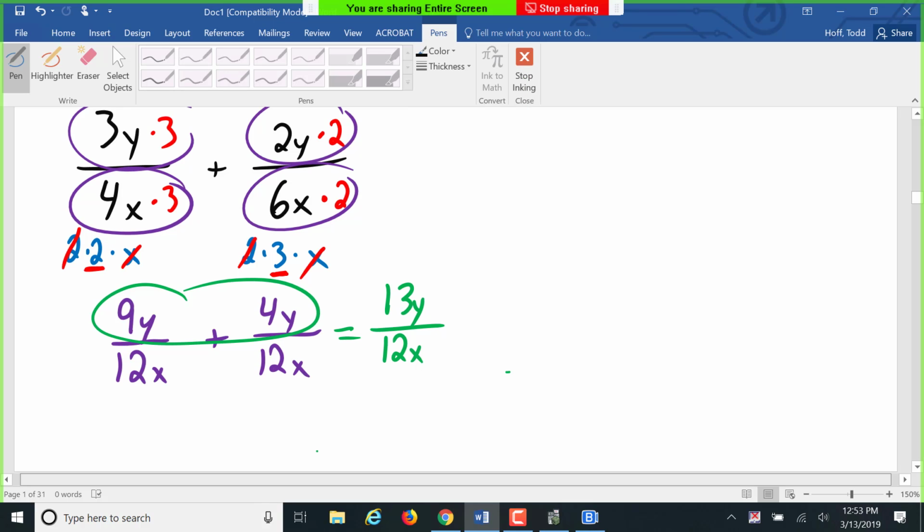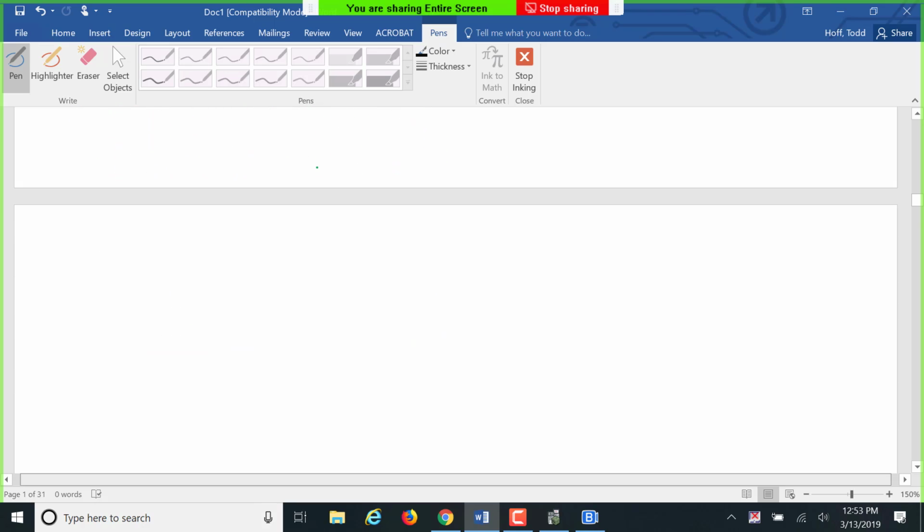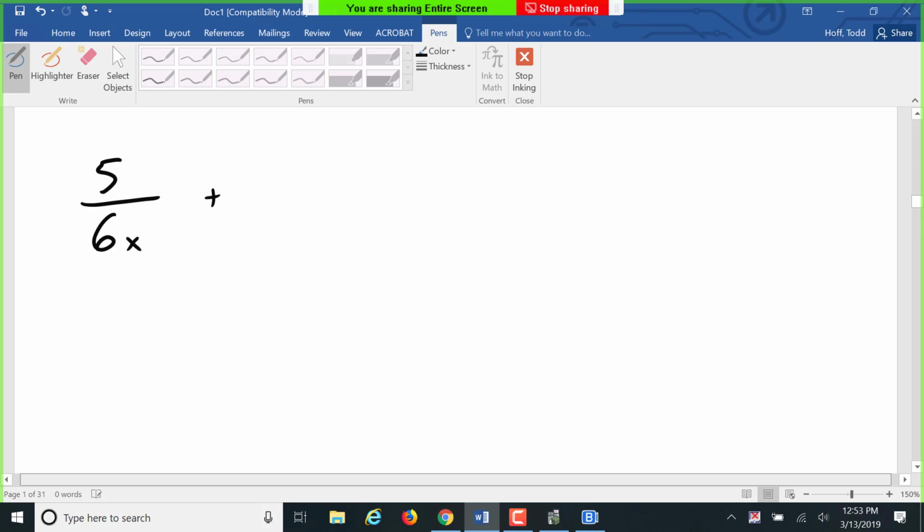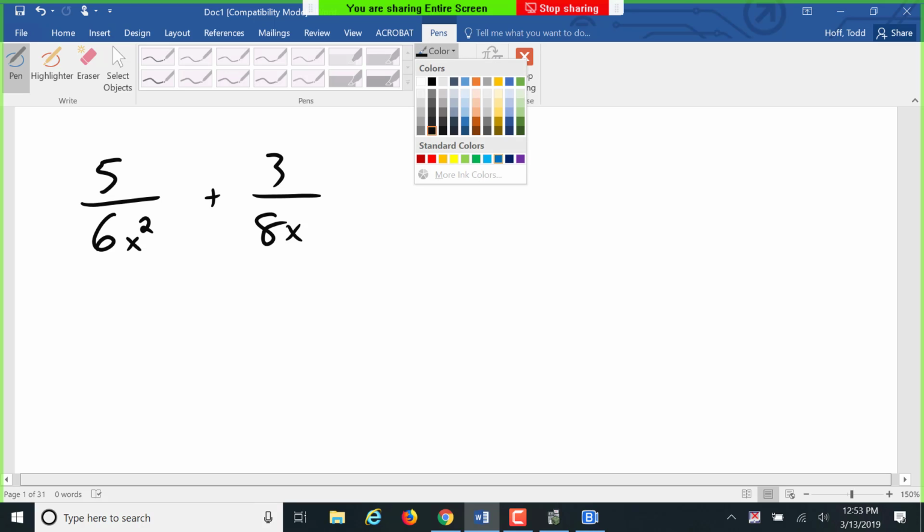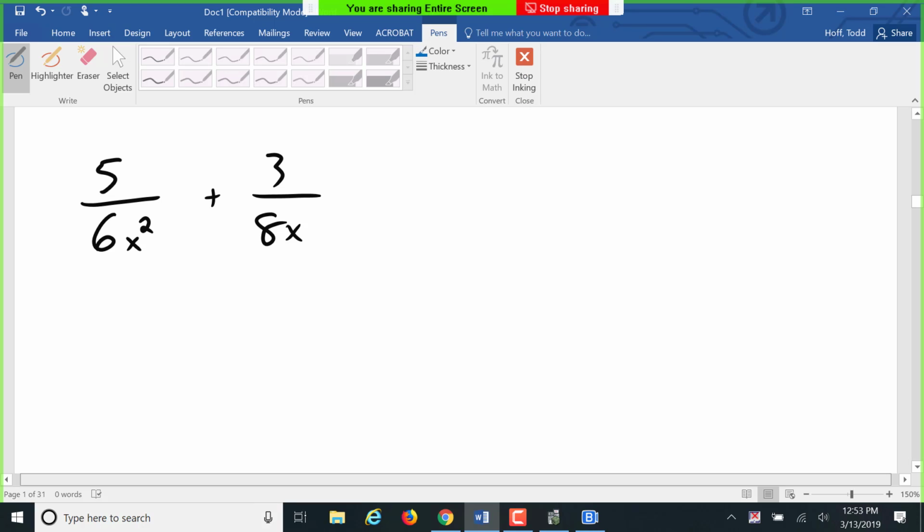Well, so far all we've had to do is adjust the numbers. What happens if we have to adjust the variables too? So let's say we've got 5 over 6x squared plus 3 over 8x. If I factor 6x squared, I have 2 times 3 times x times x. That's my full factorization there. If I factor 8, 2 times 2 times 2, and then the x, of course, is just on the end.